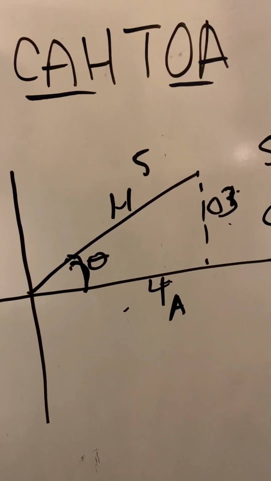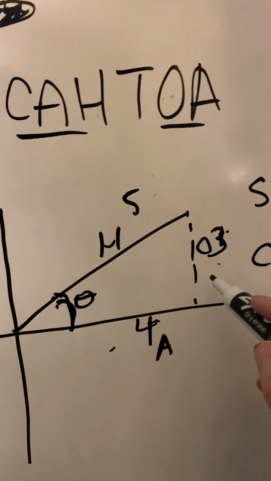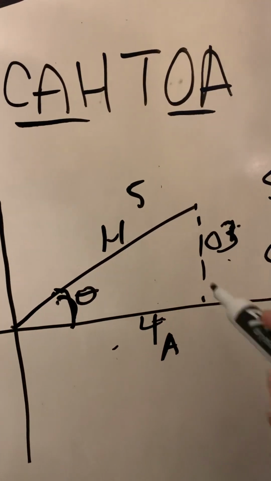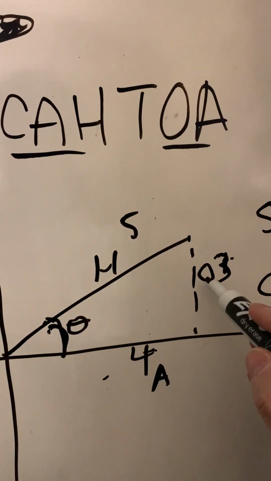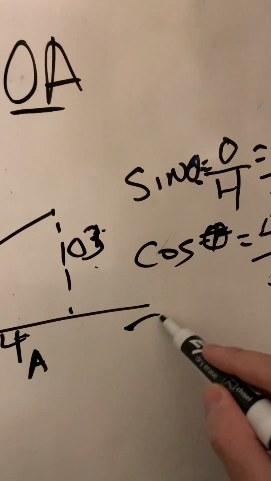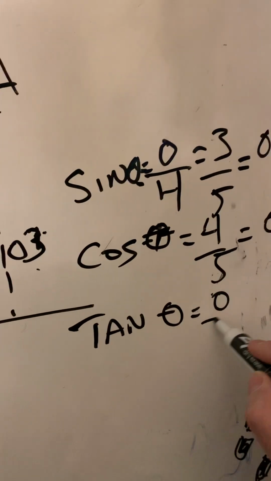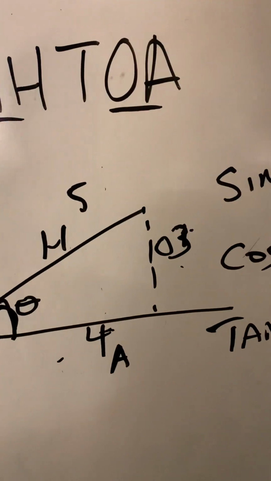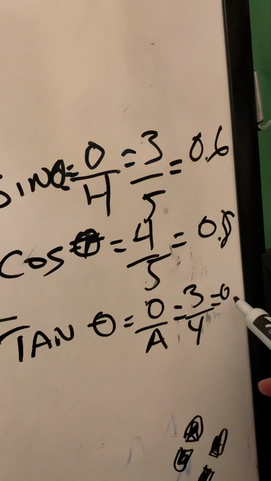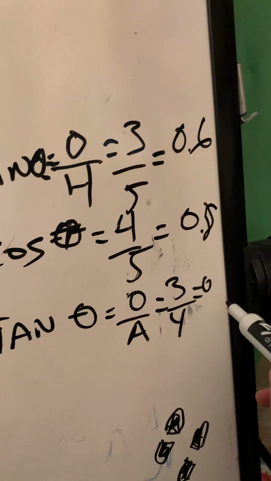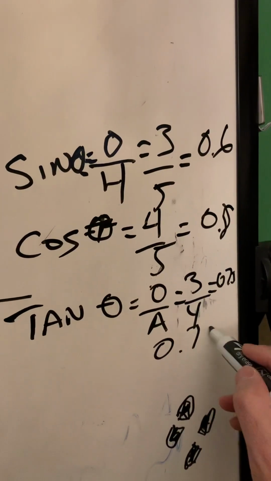All right, so now tangent of theta is opposite over adjacent. So that would be tangent of theta equals opposite over adjacent, which equals 3 over 4, which equals 0.75. Sorry, I can't fit that in there.